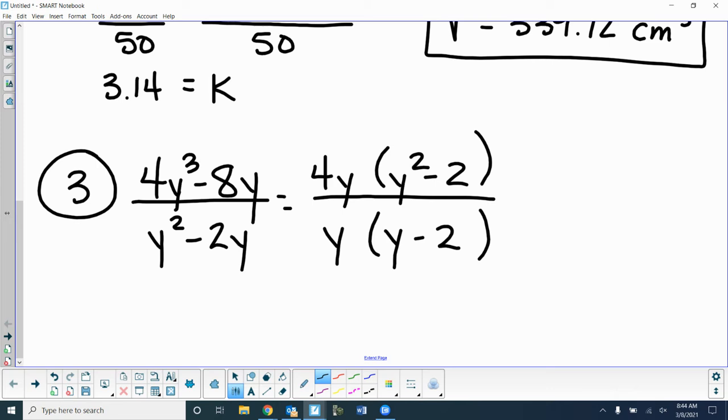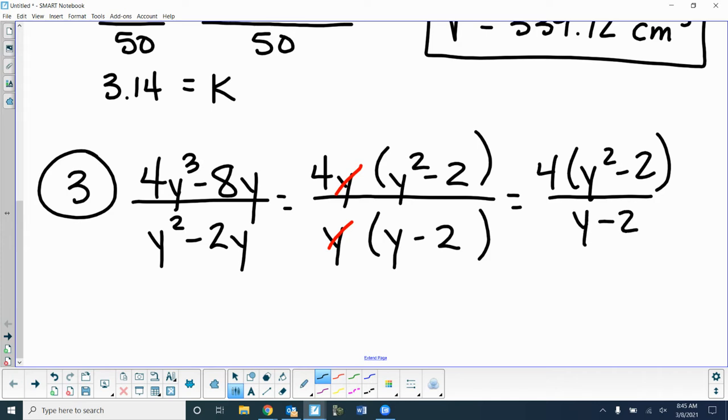But if you look out front to these two factors, there's a y in both. Those two y's I can cancel because they're factors. Right? So, some kids think they can cancel these two, but they're not exactly the same, so you cannot do that. So, all I can write then is 4 up top and y squared minus 2 and y minus 2 in the bottom.